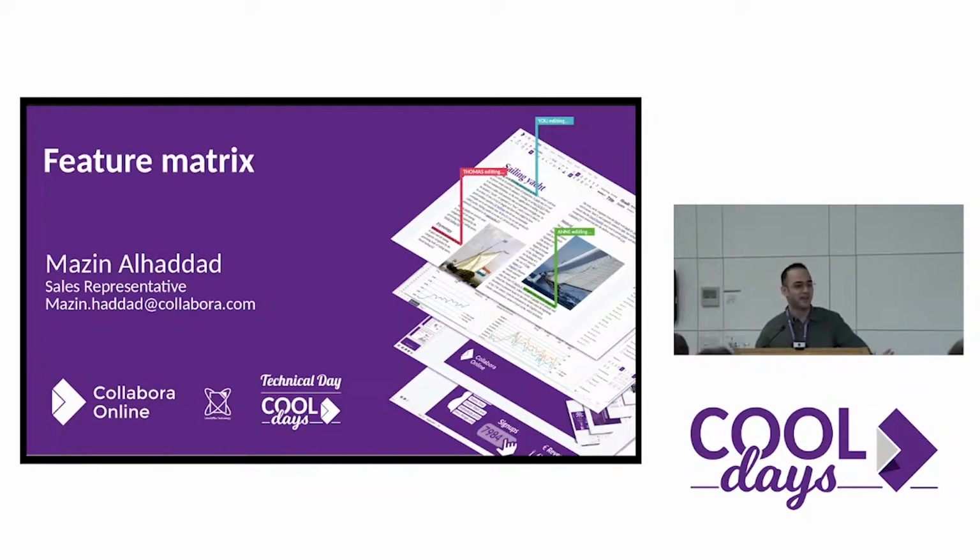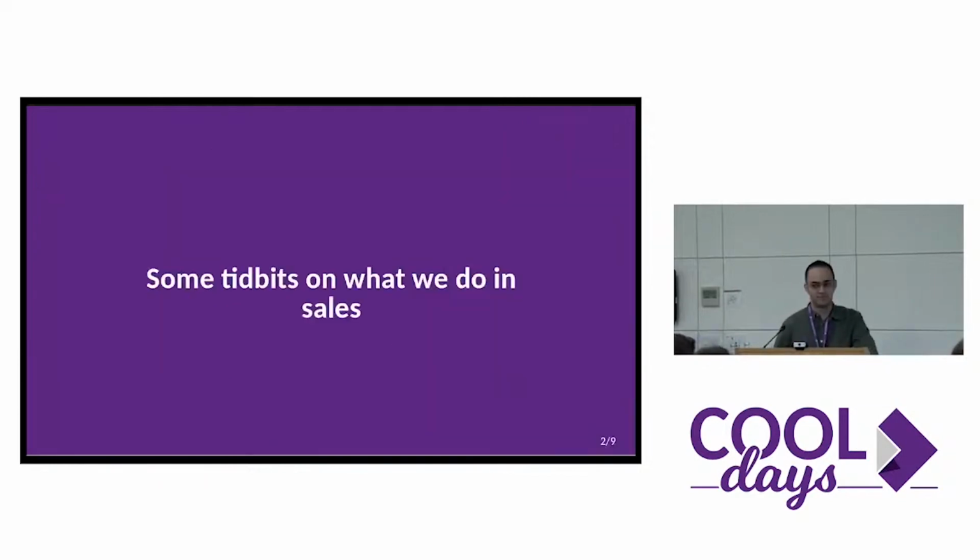Obviously, I'm Mazin and I'm going to be talking to you guys about the feature matrix. So, some tidbits on what we do in sales. We're more than obviously just a sales team. We talk to people who are coming in and help them with everything that they need. But more than that, we do a lot of other things.